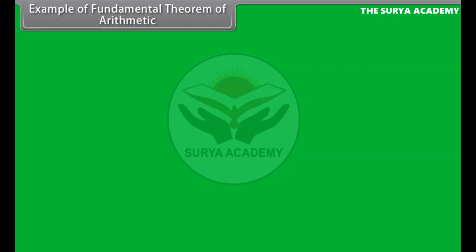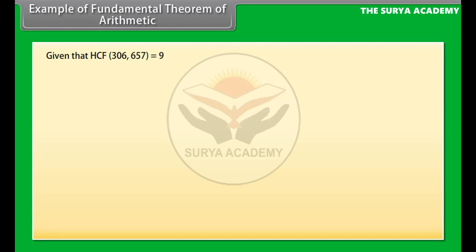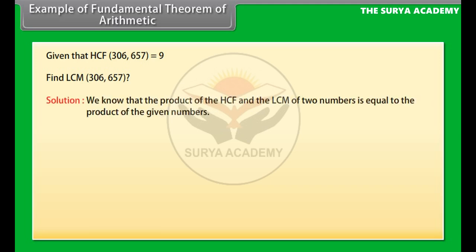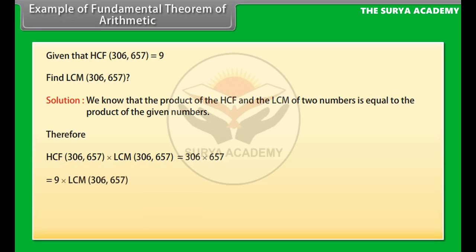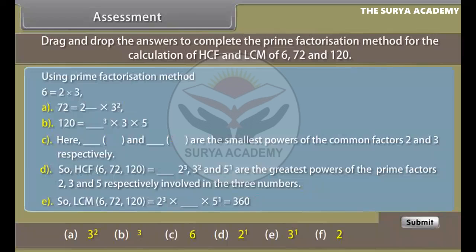Examples of the fundamental theorem of arithmetic. Given that HCF(306, 657) is equal to 9, find LCM(306, 657). Solution. We know that the product of HCF and LCM of two numbers is equal to the product of the given numbers. Therefore, HCF(306, 657) into LCM(306, 657) is equal to 306 into 657, so 9 into LCM(306, 657) equals 306 into 657. LCM(306, 657) equals 306 into 657 upon 9. LCM is equal to 22,338.